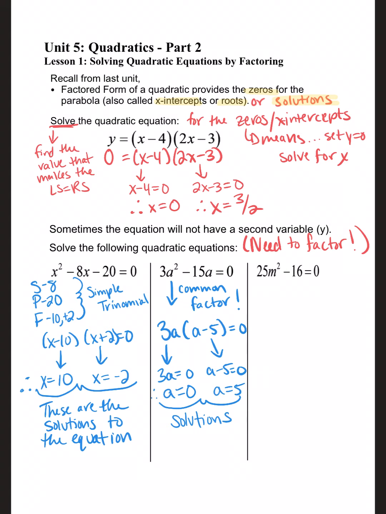The last one we're looking at is 25m squared minus 16. We don't have a trinomial. There's nothing we can common factor out, but we can take the square root of both of those. So we're going to factor by a difference of squares.